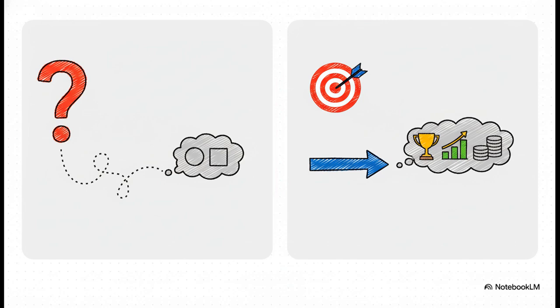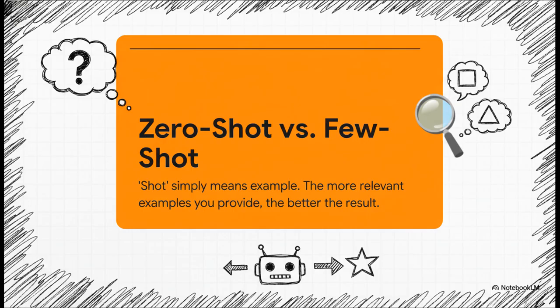Okay, here's another bit of jargon you're going to hear all the time. Zero shot versus few shot. It sounds really technical and complicated, but I promise you it's not. Just remember this. Shot is just a fancy word for example. That's it. So zero shot means you give it 0 examples, and few shot means you give it a few examples to learn from. Simple.